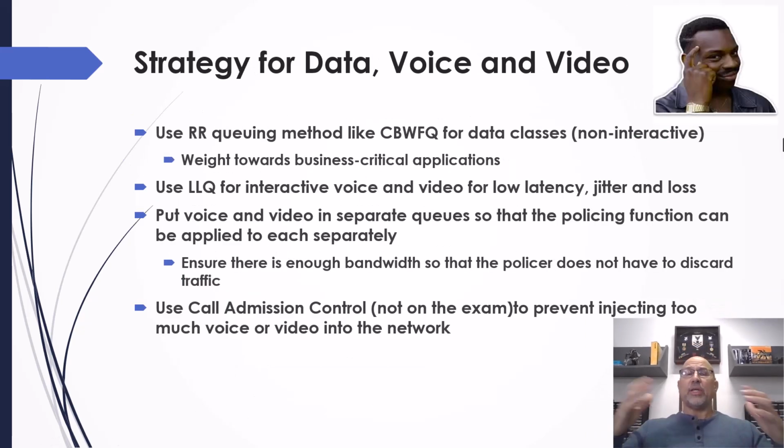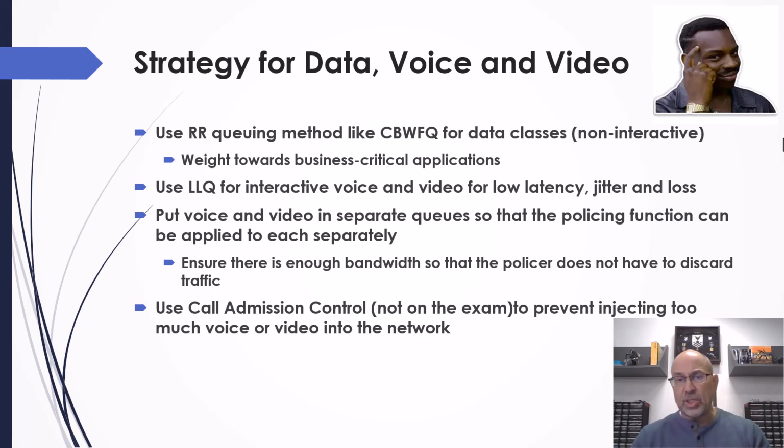So here is our overall strategy. You can use round robin queuing, so a method like class-based weighted fair queuing, for data classes, right? Non-interactive. So these are all your web traffic, FTP, data moving back and forth, things like that. But of course, they're going to be weighted towards your business critical applications. So if you've got a system where you're taking a lot of orders or something like that, where there's a lot of support going on, then we want to make sure that that traffic is prioritized, but the other ones will still get some capacity.